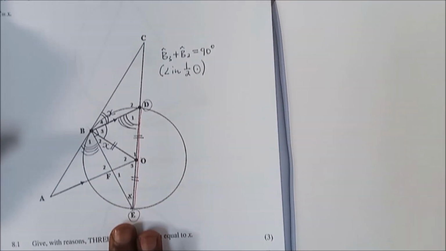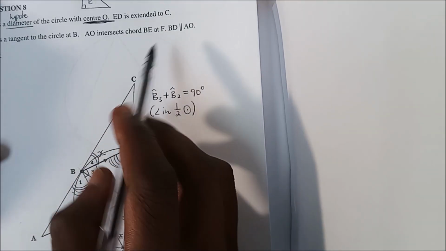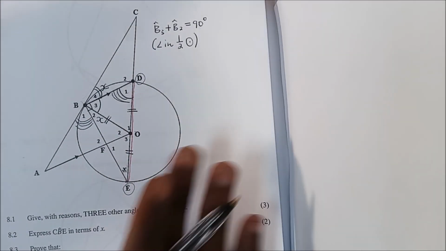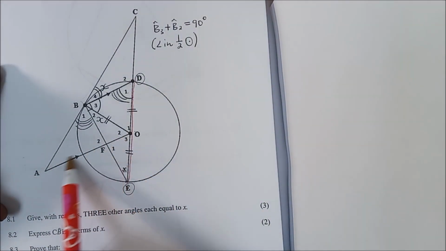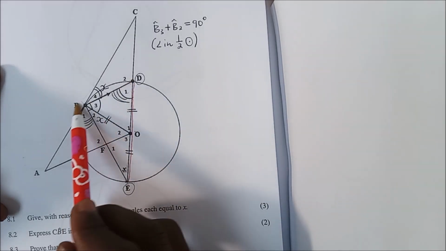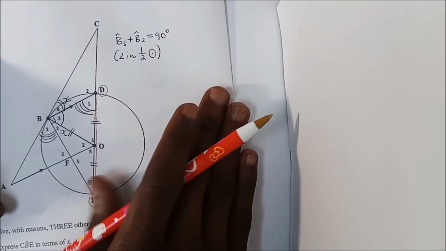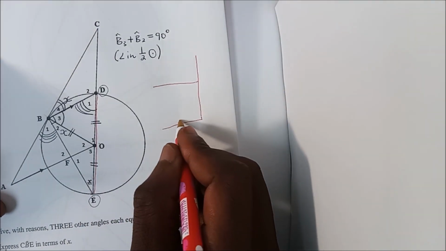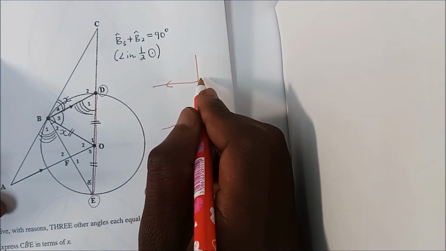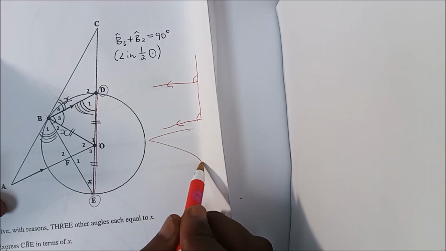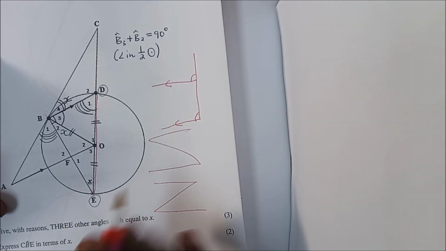Another piece of information is that BD is parallel to AO. So let's go ahead and highlight the parallel lines. They are saying BD is parallel to AO. Now if you look at those parallel lines, can you draw an F in the same direction? Remember, if this is your F, that basically means this angle will be equal to that angle. And then even if you draw your Z, remember your Z can be in two directions.